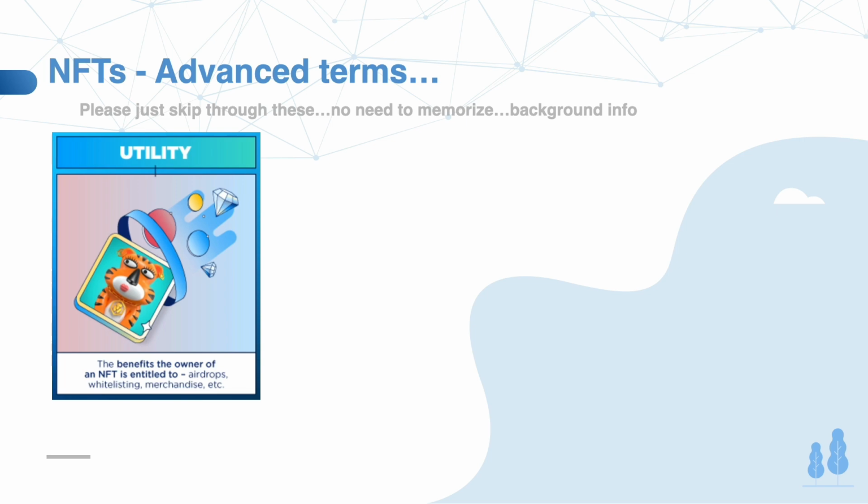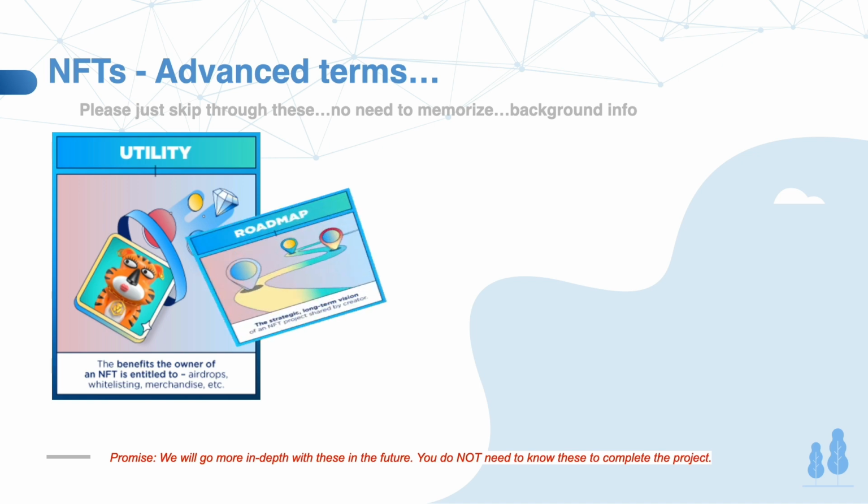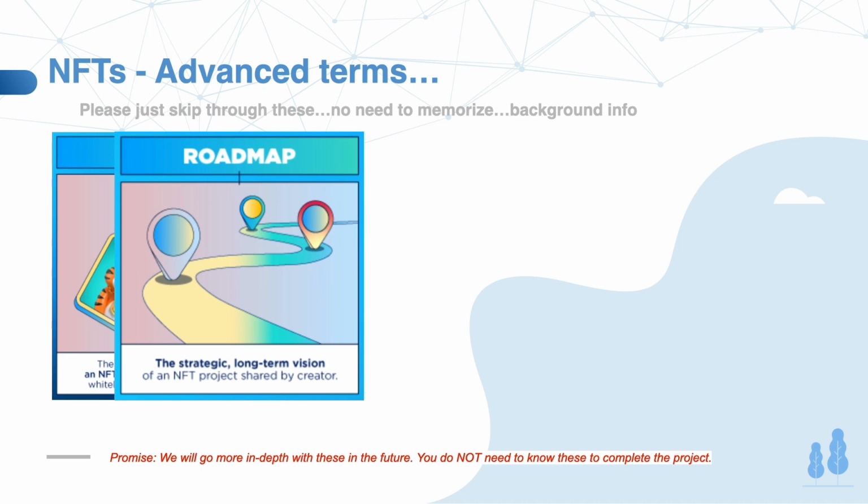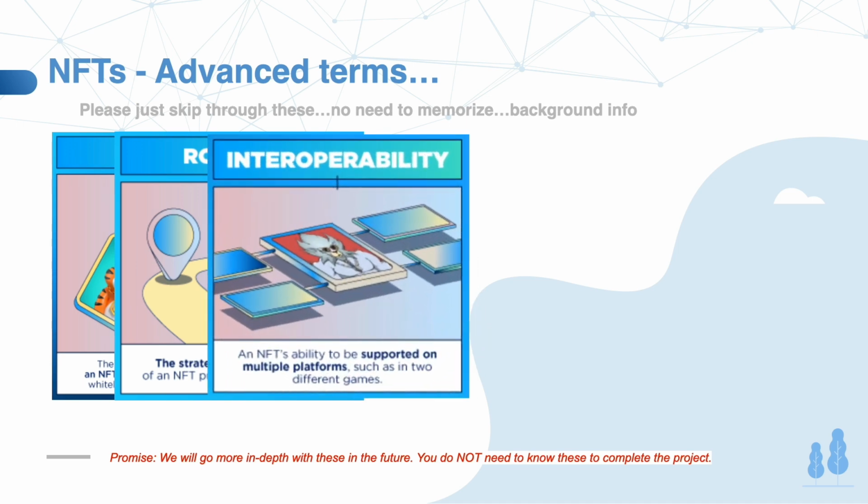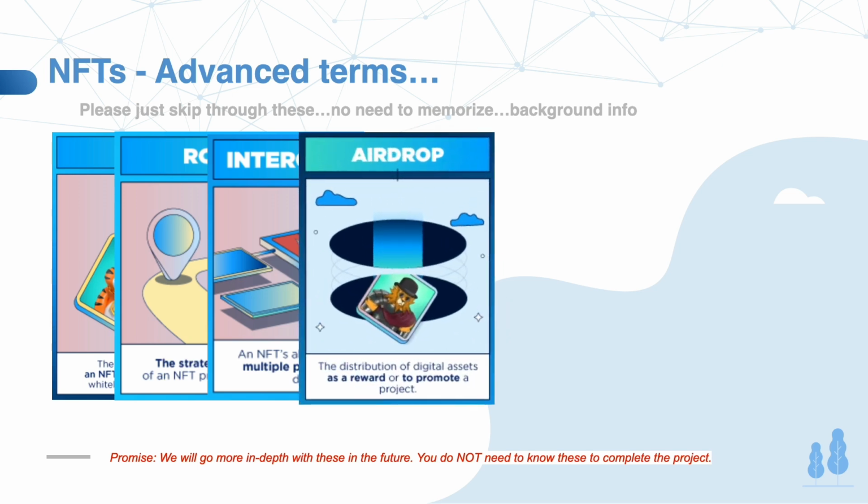So the utility is simply the most important part is who owns it and who has owned it. The roadmap, of course, is the long-term vision, tells you where the project is going. Interoperability refers to the fact that an NFT can be supported on multiple platforms. An airdrop is when somebody is going to sell a whole bunch of similar NFTs, and they will be in a community. Usually it's as a reward or something to promote.